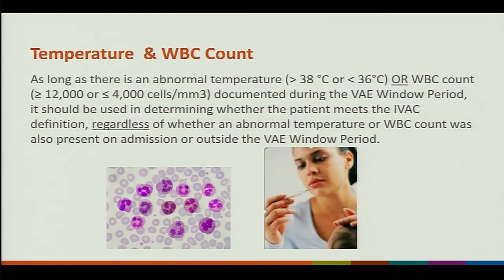A note about temperature and white blood cell count: if there are values that are documented during the VAE window period that fall outside of those minimum and maximum values for either of these measures, they should be used to determine if the patient meets the IVAC criteria. It doesn't matter if those were also present prior to the event or if they were present on admission. They still have to be counted if they fall within this window period.